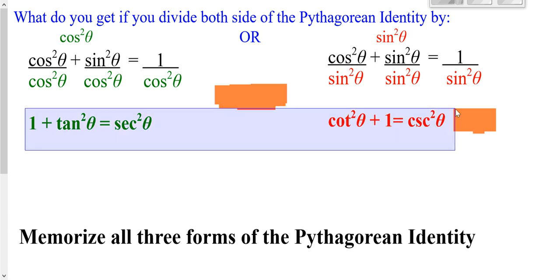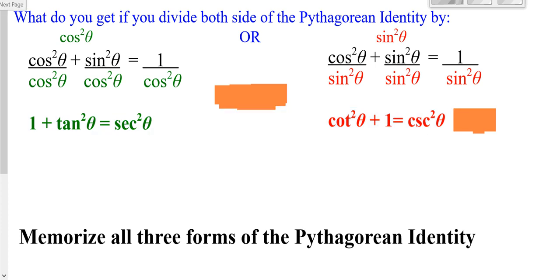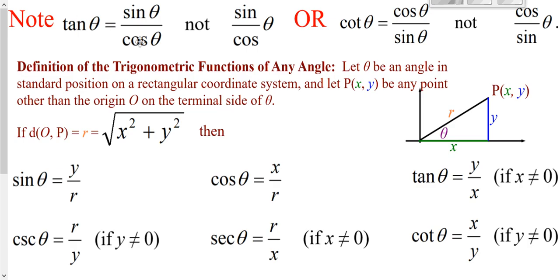So here we have 2 more Pythagorean theorem identities to go with the one from the prior page. You need to make sure you have all 3 memorized. Now, remember, tangent of theta is sine theta over cosine theta. It's not sine over cosine with 1 theta afterwards. Similarly, cotangent is cosine theta over sine theta, not cosine over sine with a theta afterwards.